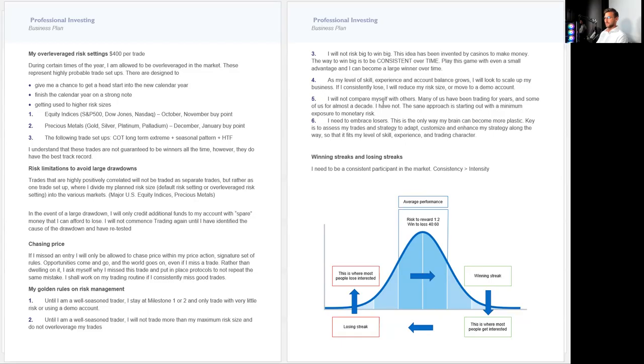Number 5, I will not compare myself with others. We have a social trading platform. We have a news feed, and we have so many different levels of skills and levels of experience in the room, where the hours per month and the average risk to reward and the average win to loss ratios are as wide as it can get. So we should never get into a habit of comparing ourselves with others, even not comparing ourselves with us.